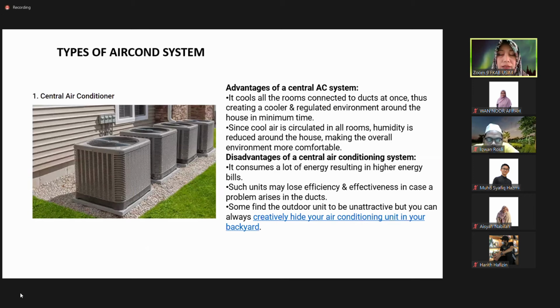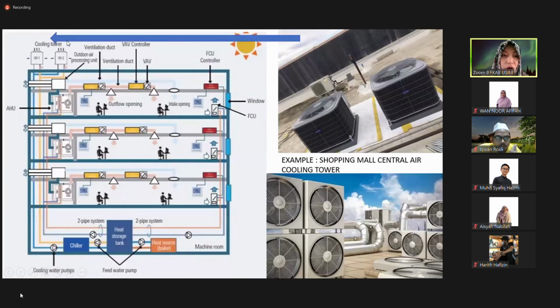Okay, kalau kita nak gunakan central aircon system, ada disadvantages, ada advantages dia. The advantages dia, it cools all the rooms at one time and connected to ducts. Okay, bila dia open je the switch, everything. So, you tengok dekat sini. All the area here, I'm sharing, nampak kan Haris? Nampak. All the people here in the building getting the same air condition level. They control on kat sini, all the floors get the air condition.